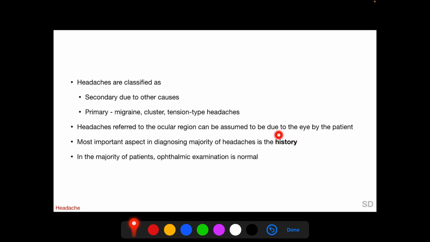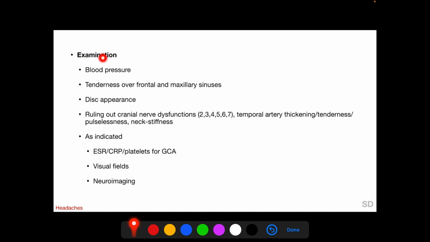Taking a good history usually helps us in diagnosing the majority of headaches. In the majority of patients with headaches, ophthalmic examination turns out to be normal. Examinations which may be required in a patient complaining of headache include blood pressure, which must be routinely checked or at least inquired about, and which we often omit to do.